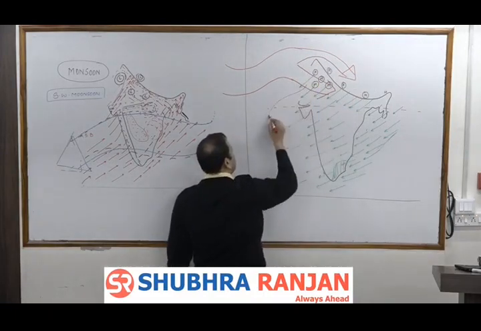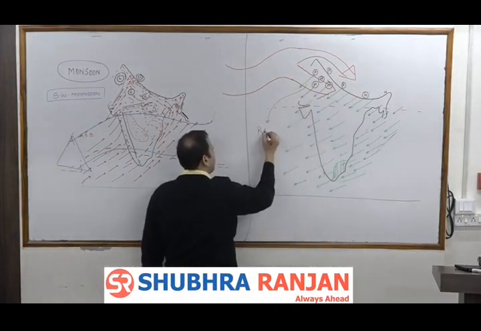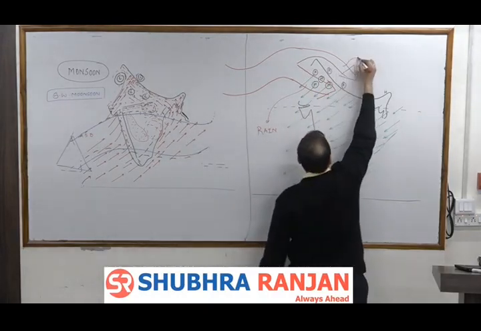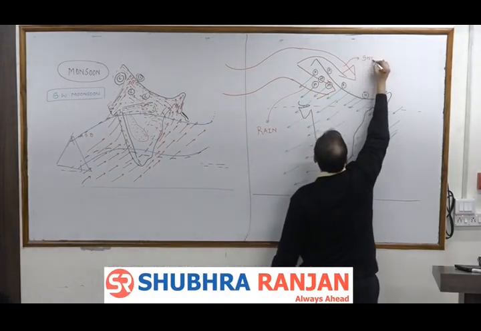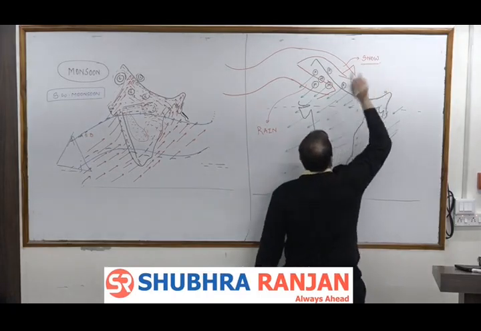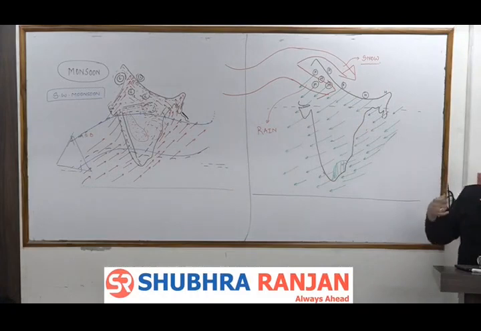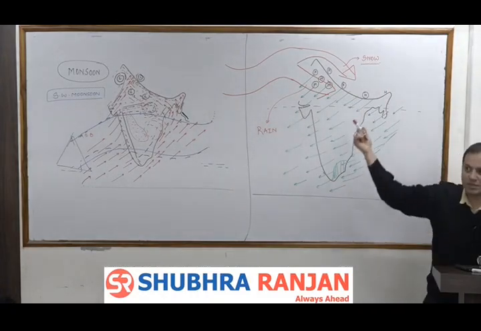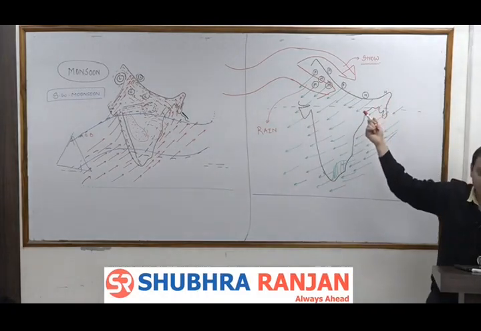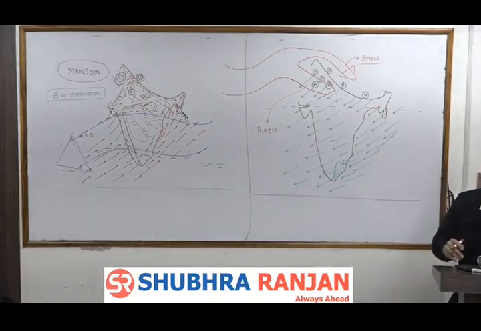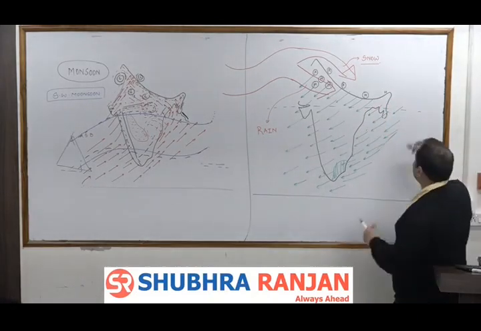This is responsible for rain, and this is responsible for snow in Himalayas. That means within the coming days, the winter will become very, very severe once the upper part of the jet stream will come, because it will cause snowfall and then there will be cold waves over India. So this is the winter season for you.